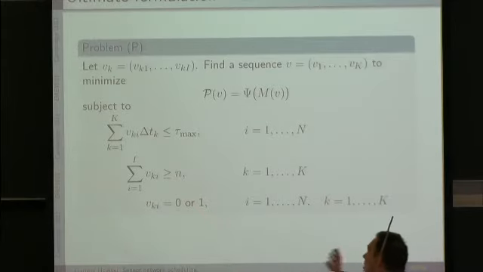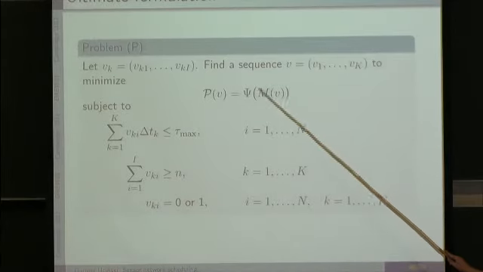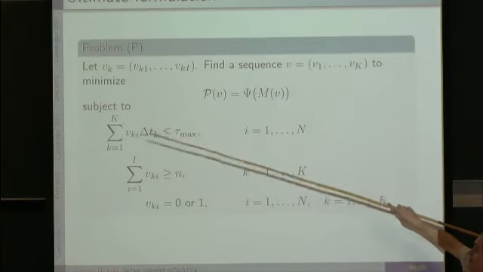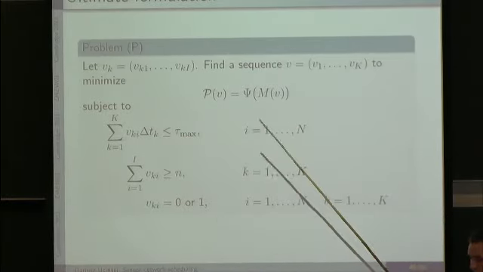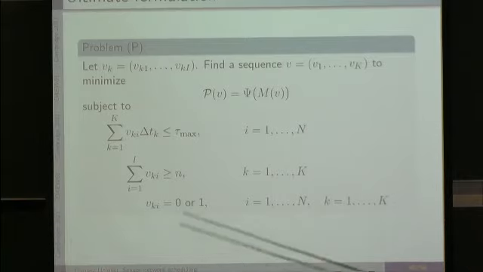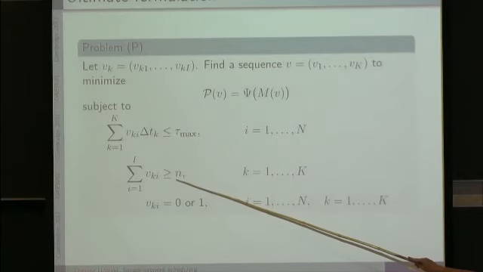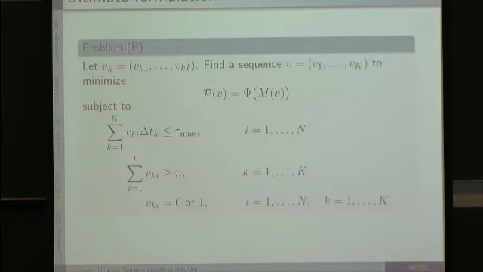And finally, we arrive at this formulation. We wish to minimize some criterion defined on the information matrix, subject to this constraint regarding the maximum time of activation, and we impose an additional constraint regarding a minimum number of sensors which are activated at a given stage. Unfortunately, in this formulation, the variables are binary, 0 or 1, which complicates things, as we have just seen.